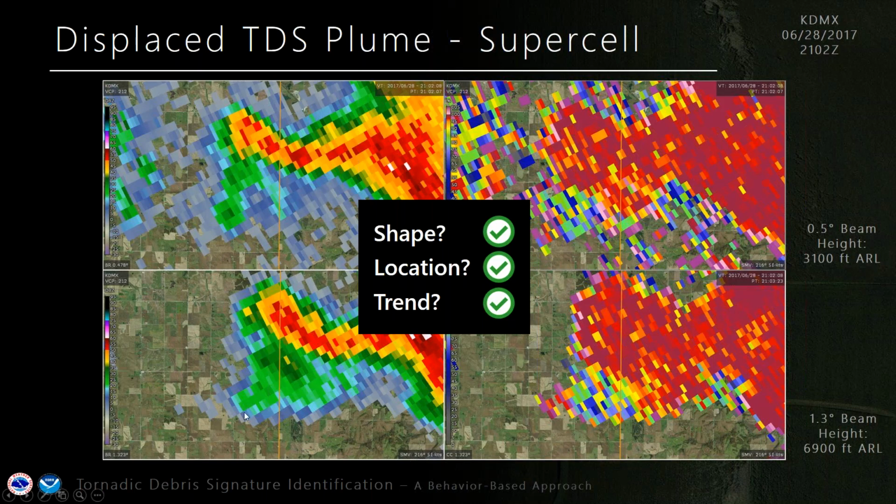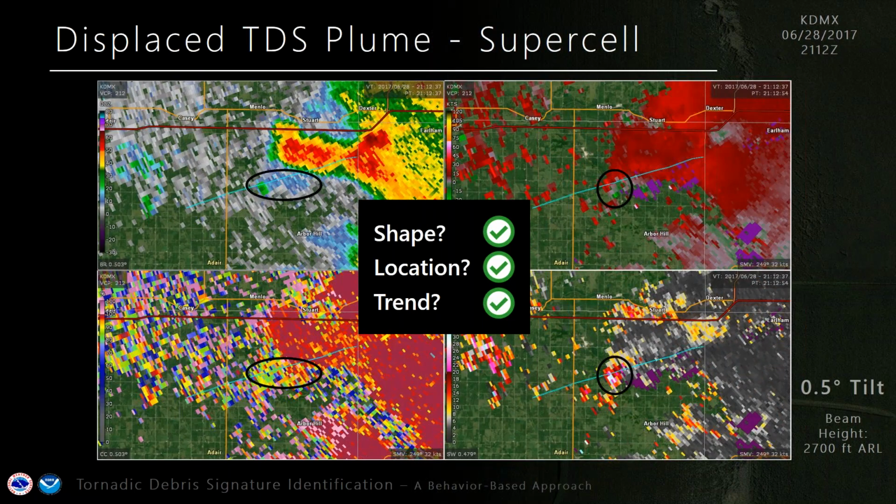Reflectivity values are still solidly in the 20 to 30 dBz range. So we can confidently say that the trend, this upward ejection of debris, is happening now. So it was in an area of the storm that we knew was favorable for tornadogenesis. The shape is confidently looking like a TDS, and now it's showing vertical continuity. So we can check all three aspects off the list as well.